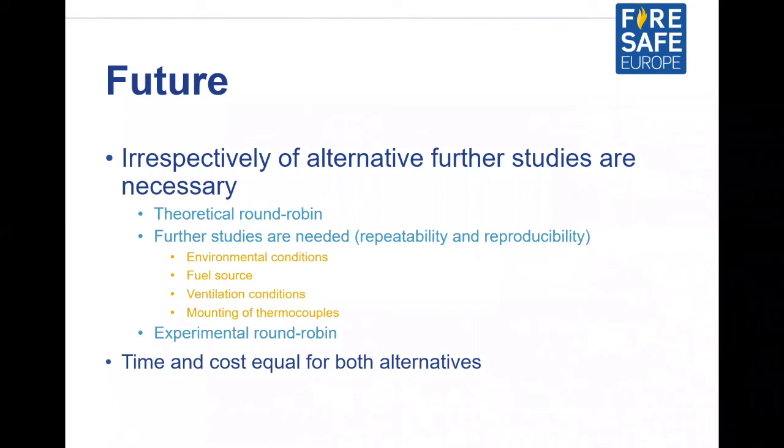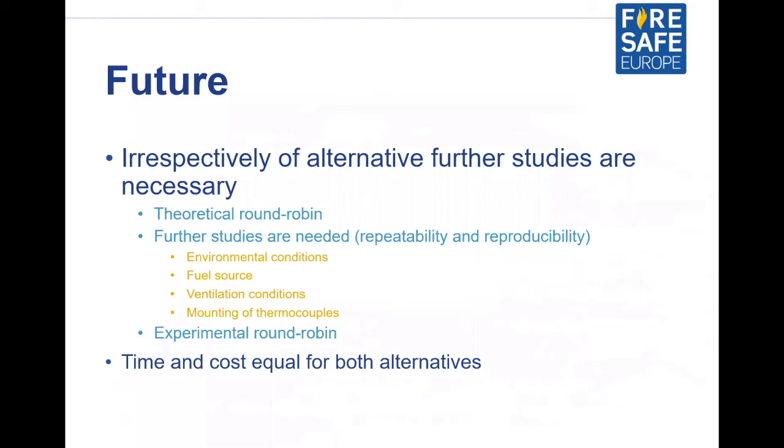And that is for both the alternatives. We have to check what environmental conditions the test can be carried out in. Can we do the test outdoors, or is it necessary to make them indoors? And what requirements do we have on ventilation and wind, temperature, and so on? We have a question about fuel source, and that is a question for both alternatives. In the German method today, it is possible to run it with both wood cribs and with gas burners. And how do we ensure that you get the same result with both fuel sources?